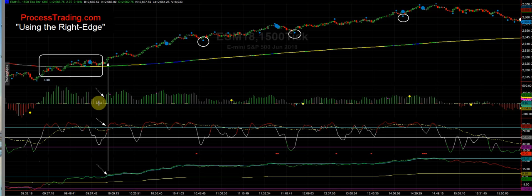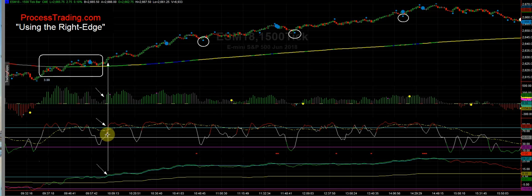Now, if you want to use your traditional type of analysis, you can see that this was a divergence because price is going up, yet the energy is coming down in it here. So it's going to be like a spring-like action. But the main thing here is the energy had turned green, which is a positive indication of price going higher.